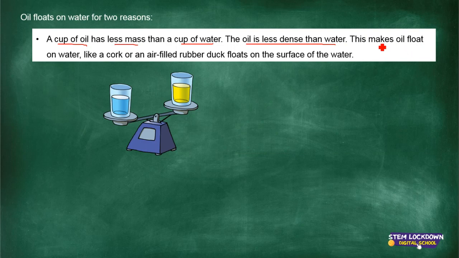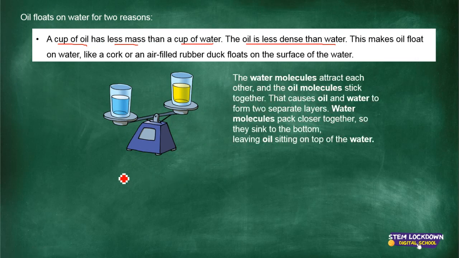And this is because the particles in the oil are not close together like they are in the water. And this makes the oil float on the water, like how a cork or air-filled rubber ducks float on the surface of the water. Now, the water molecules basically attract each other, and the oil molecules stick to each other. So the reason why the water is more dense is because the water molecules attract each other. So remember this, that water is more dense because the water molecules attract each other.